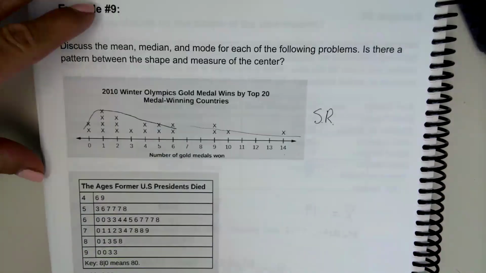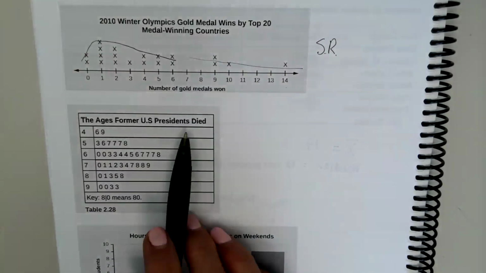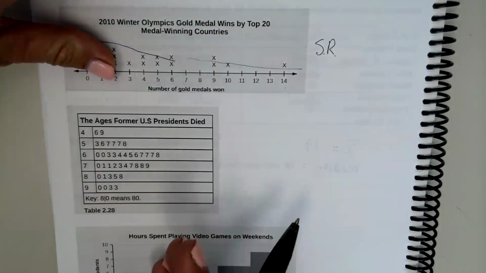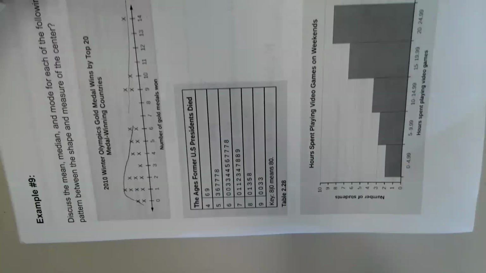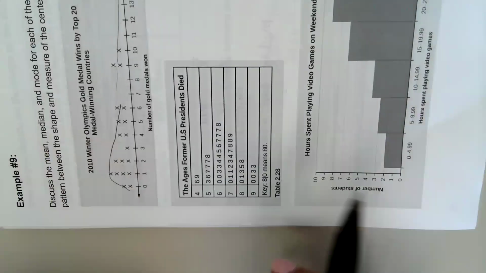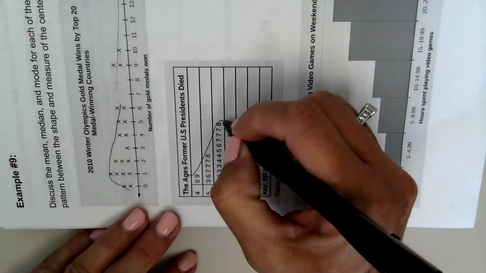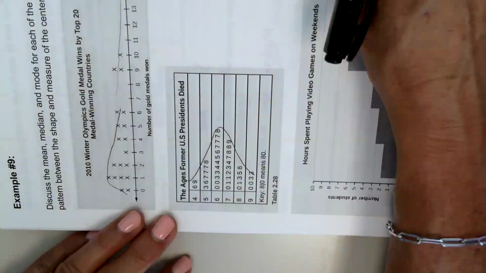Now, the next data set is the ages of former US presidents when they died. It's in a stem and leaf plot that we learned how to find in chapter 2, but I'm going to look at it this way because visually I get the distribution better this way for myself. And I'm going to take it up, and I'm going to take it down, and it looks pretty symmetric to me.